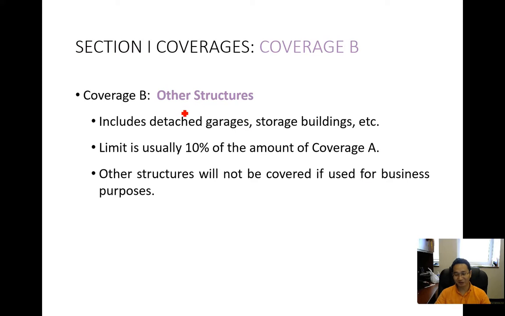For other coverage, you can just call an insurance agent and find out. Other structures include a detached garage and storage buildings. A lot of times we have coverage A, which is the dwelling, right? And then it's just 10% of it. They don't give you more than that. It's just a standardized policy, okay? Remember, if you have any business purpose use, it will not be covered. If you have a business office in your house, it will not be covered. This is personal, okay? If you have business use, then you go get business insurance. That's what's going on here.